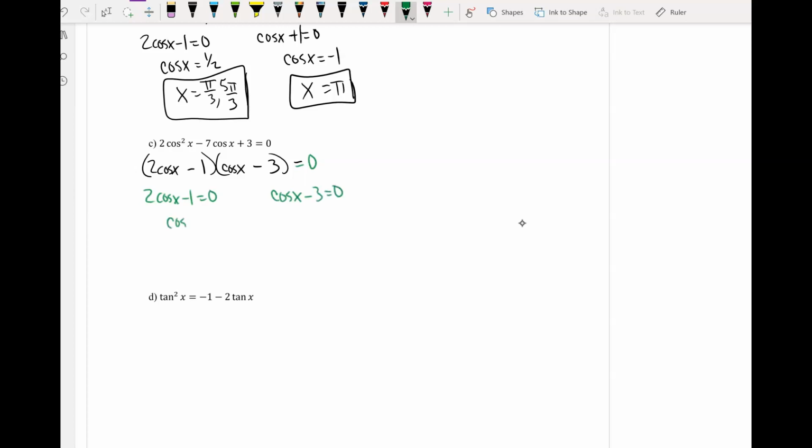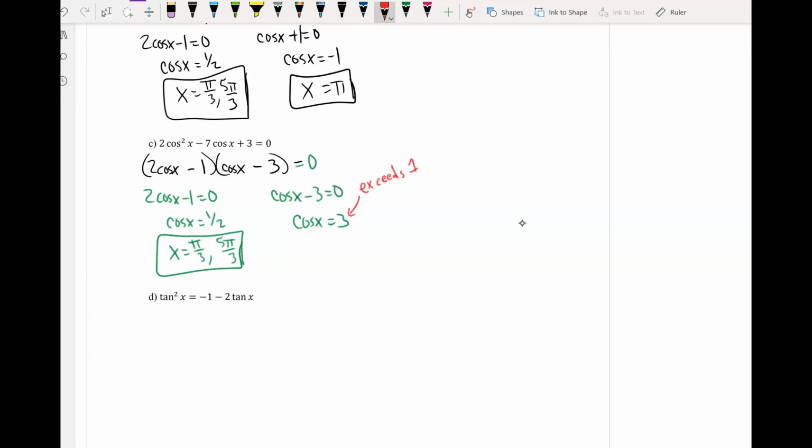So here cosine of x again equals 1/2. This is boring because it's the same thing, pi over 3 and 5 pi over 3. This other one is a little weird, right? Because you've got cosine of x equals 3. 3 is not on the unit circle, but this should raise a little bit of alarm because this is exceeding 1.